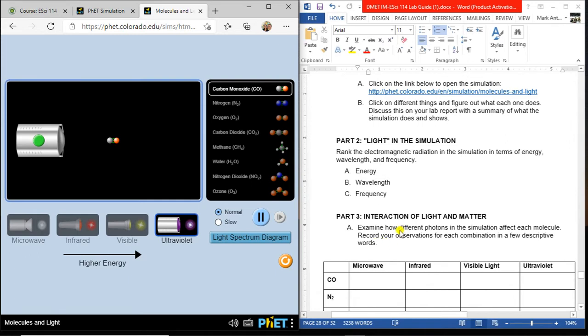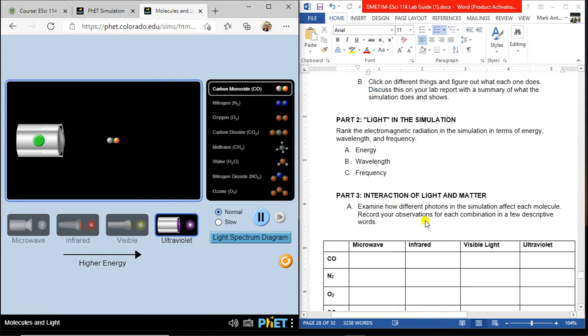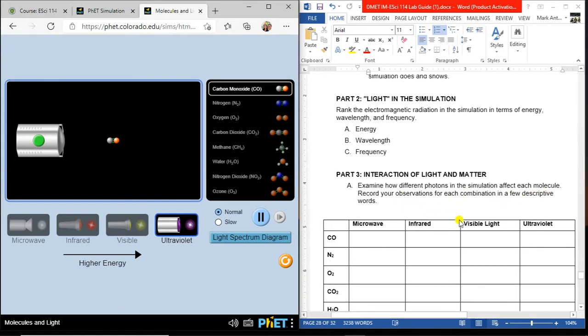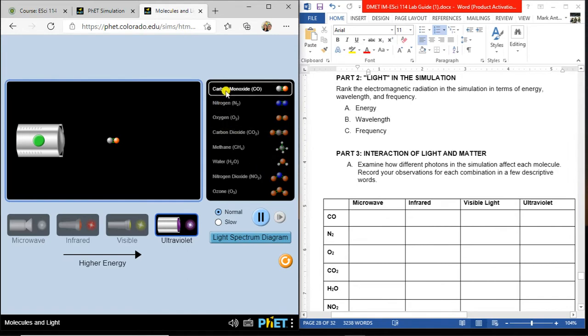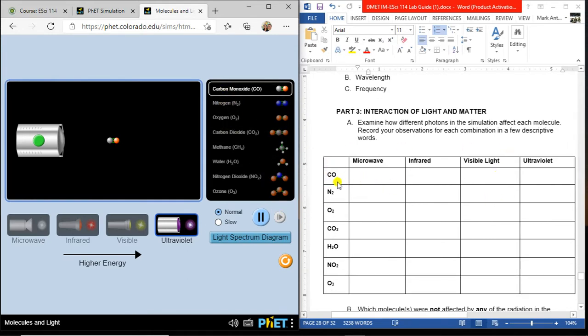Part 3, interaction of light and matter. So examine how different photons in the simulation affect each molecule. Record your observation for each combination in a few descriptive words. So here, imagine one by one, we have in your table right here from carbon monoxide to ozone. So 1, 2, 3, 4, 5, 6, 7. One by one. So here I will just select the visible light.